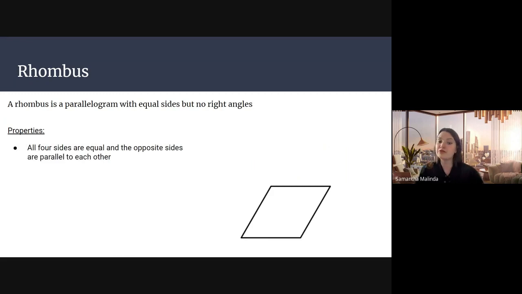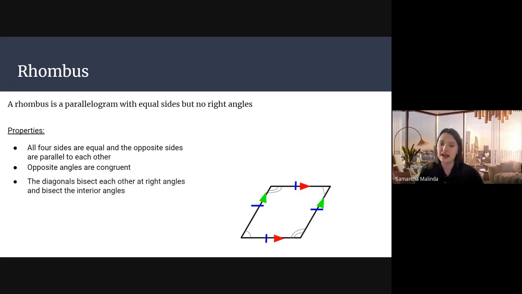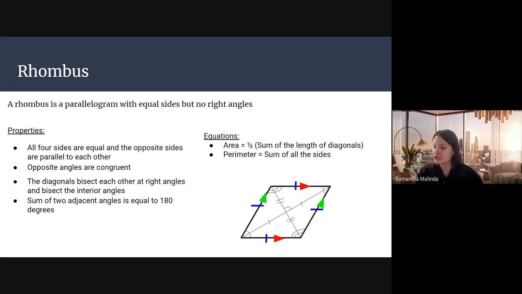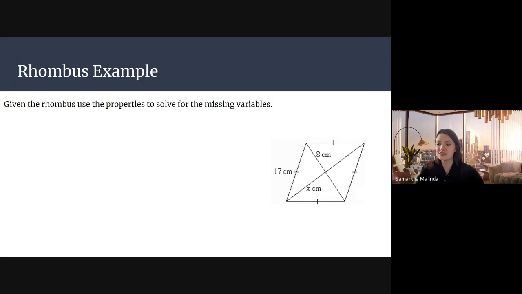The properties are: all four sides are equal, shown on the picture. Opposite angles are still congruent. The diagonals bisect each other at right angles and bisect the interior angles. And again, just to repeat so we understand this, the sum of two adjacent angles is equal to 180. We stated that for parallelograms, which comes to our rhombus. This equation is a little different. The area is 1/2 the product of the lengths of the diagonals, which is a new one. So let's look at our example.